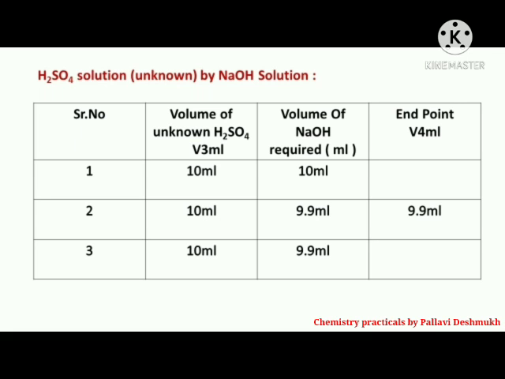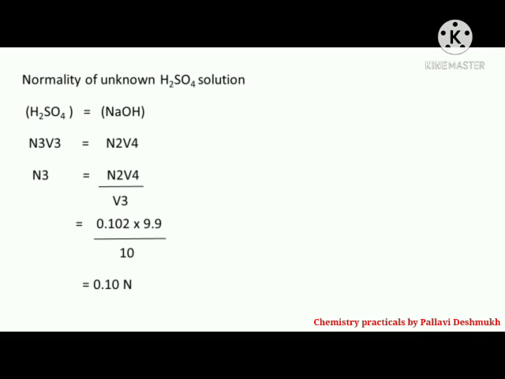This table is for the standardization of unknown H2SO4 solution by standard NaOH. From this table, it is seen that for neutralizing the 10 ml of the H2SO4 solution, 9.9 ml of the standard NaOH is required. Using these values, the normality of the unknown H2SO4 solution can be calculated by using the same formula, that is N3 is equal to N2 into V4 divided by V3. By putting all these values, we get the normality of unknown H2SO4 solution, which is 0.10 normal.